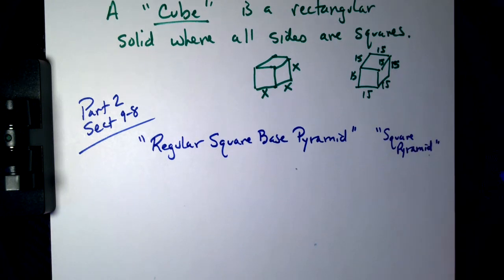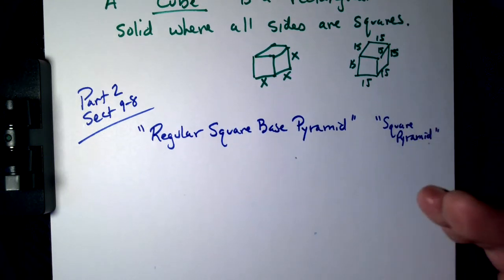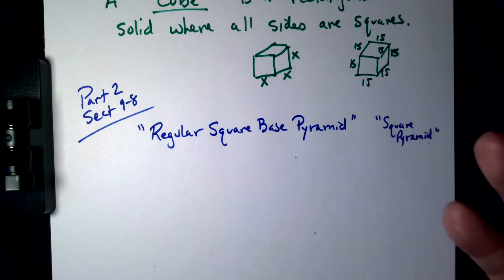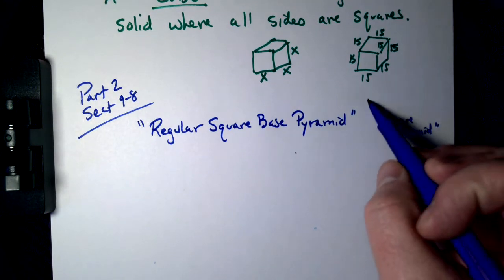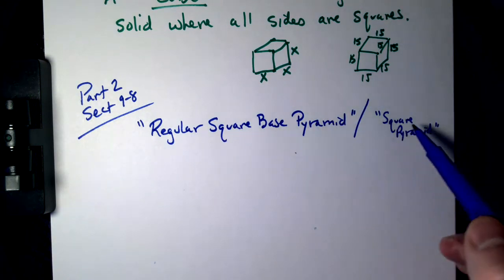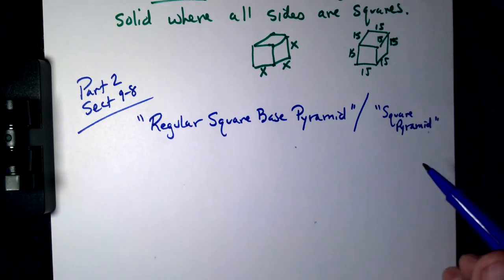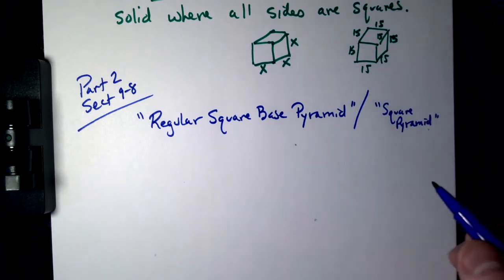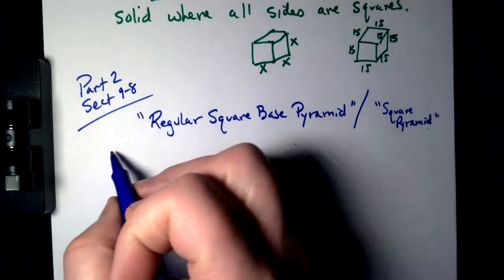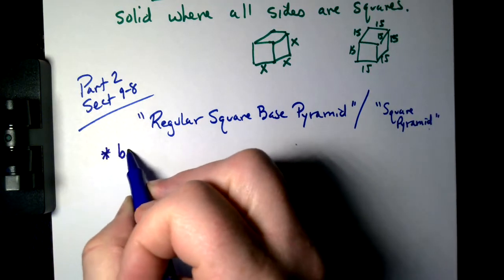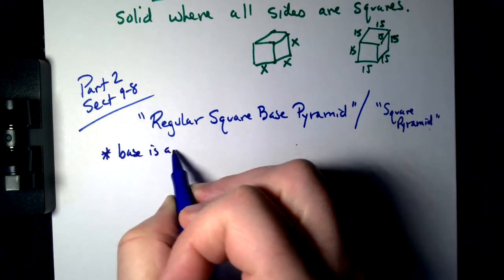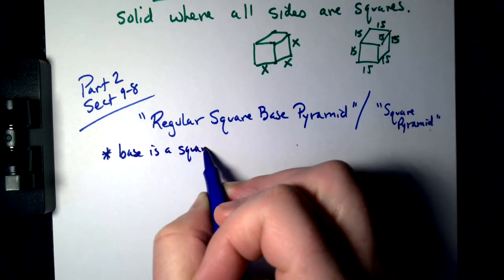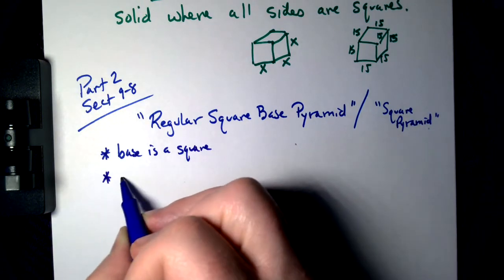All right, a square pyramid still has triangles going up to the top, but the bottom of it is a square. It's a square base is what they're talking about. So they'll call it a regular square base pyramid or a square pyramid. And I think you guys know what it looks like. So the base is a square. That's just the bottom.